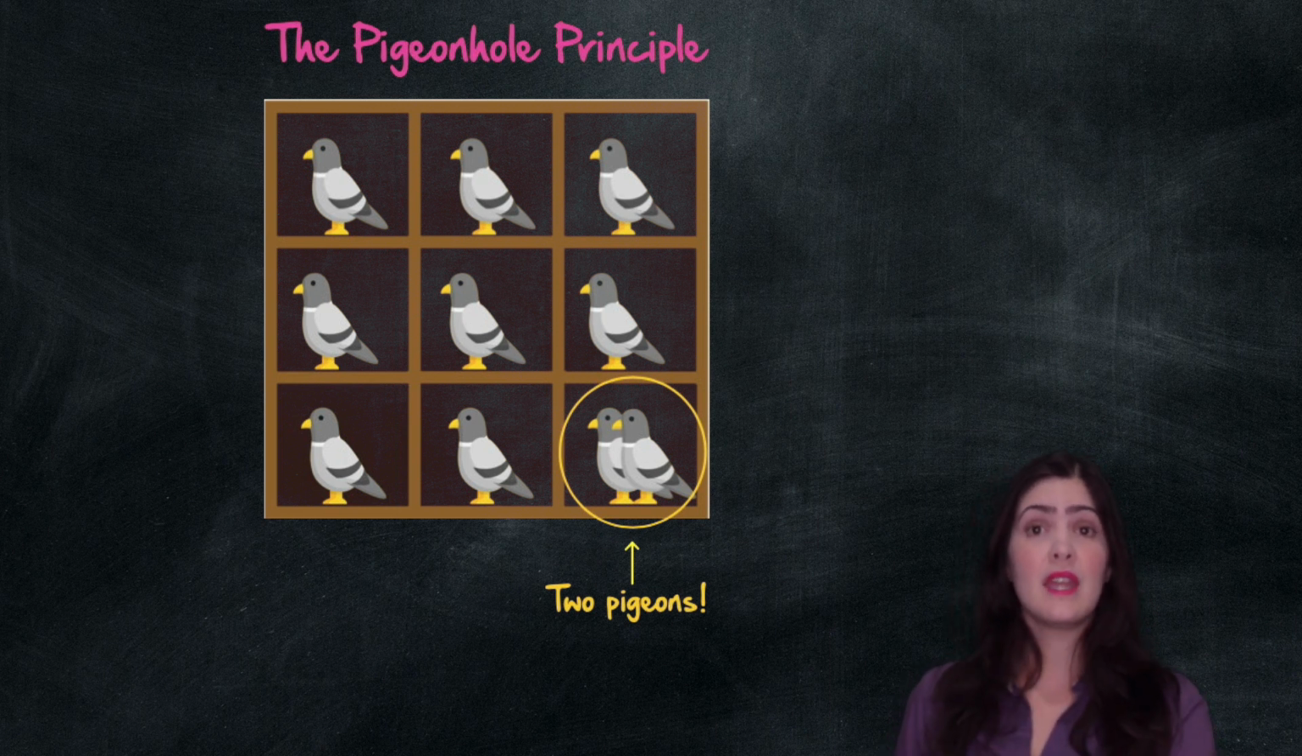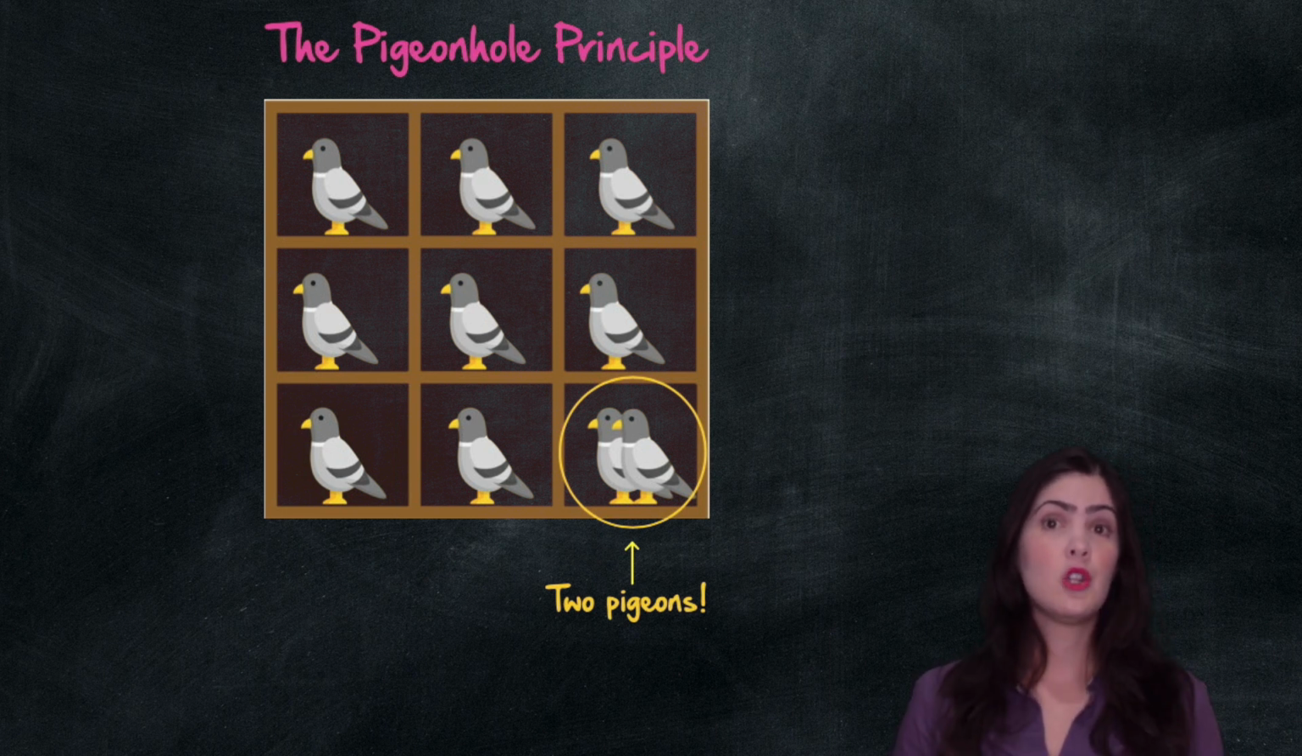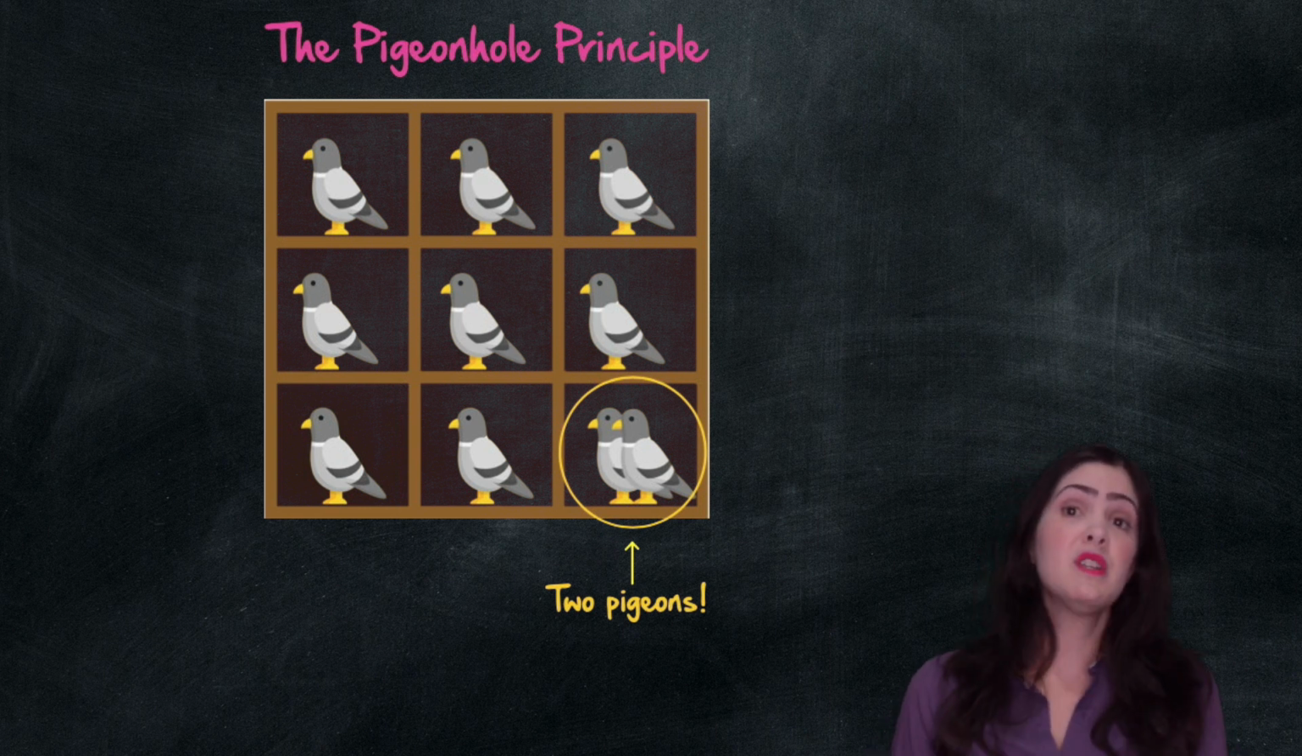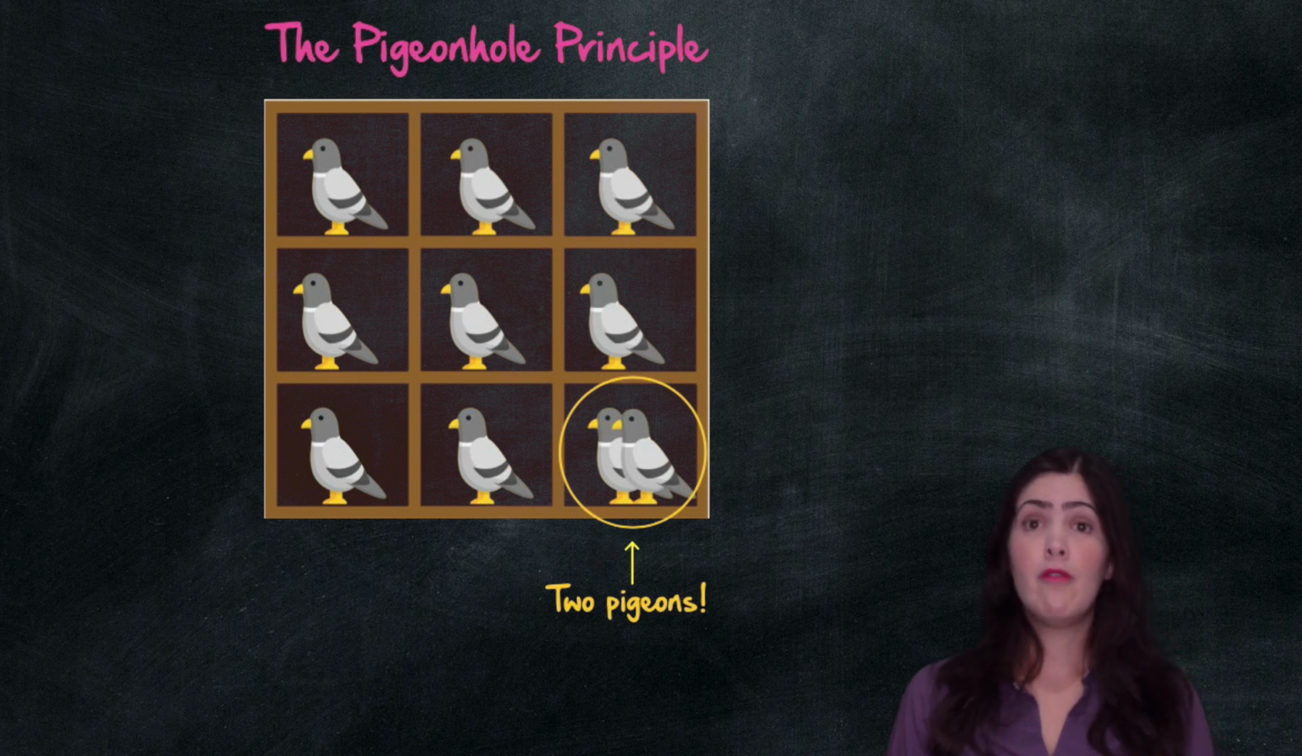We have 10 pigeons that need to go into 9 holes. At least 1 hole needs to have at least 2 pigeons. And that is the idea behind the pigeonhole principle. So you can see it is extremely simple, very intuitive.